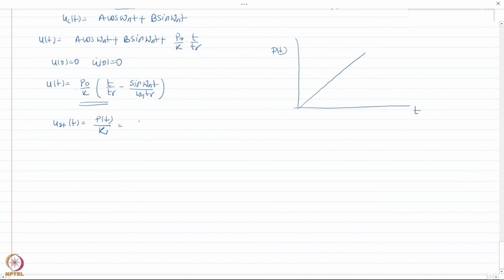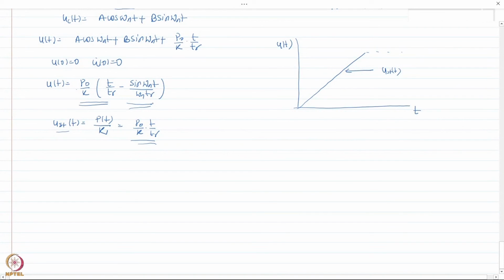Remember p(t) was p naught t by tr, so this is the force p(t) that is being applied. Instead of force, let me just write here the response u of t. This line is my u static of t, and because I'm still considering the linearly increasing zone, it has still not reached the peak. So it is still increasing; there is no peak value of u static yet. And this is basically an oscillating function, sin omega t.